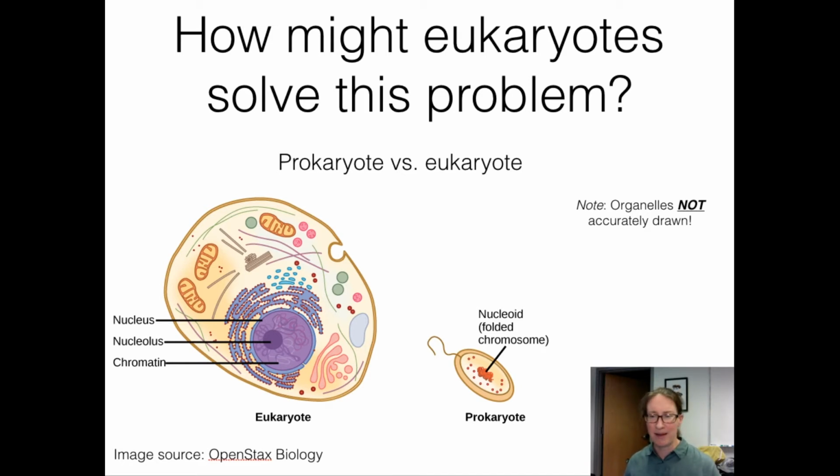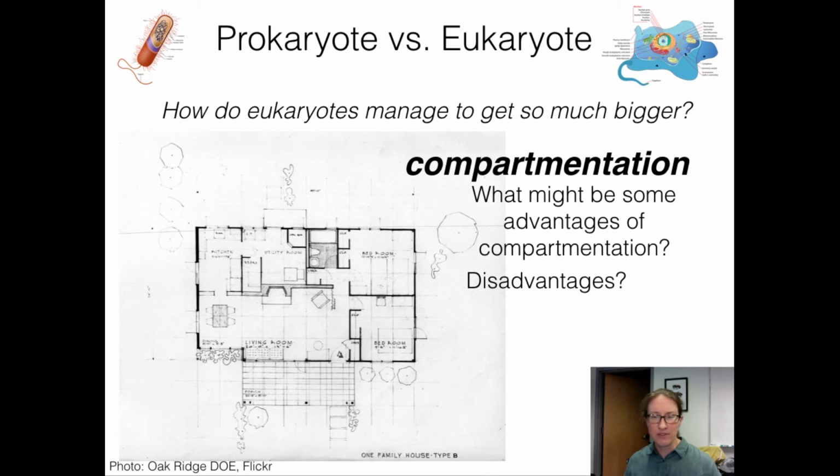So biologists' main hypothesis is that this is achieved through something called compartmentation. And I find the easiest way to think about compartmentation is to think about something like a house. Most of our modern American houses are divided up into different rooms. So in this architectural drawing, we've got a living room, a dining room, a kitchen, a bedroom, a bathroom. The opposite of this might be an extreme open plan house, where the house itself is just one big room and all the activities in the house take place in that one big room.